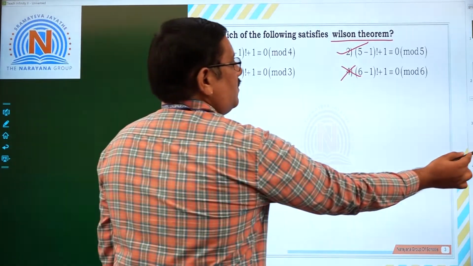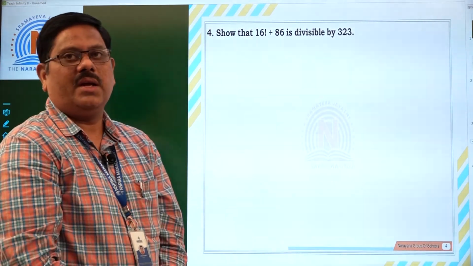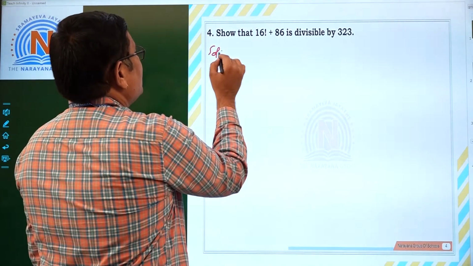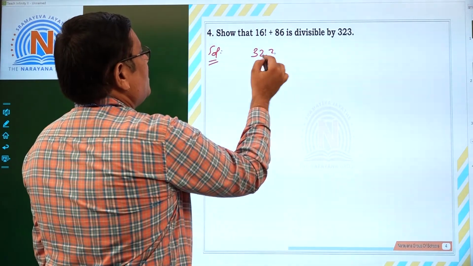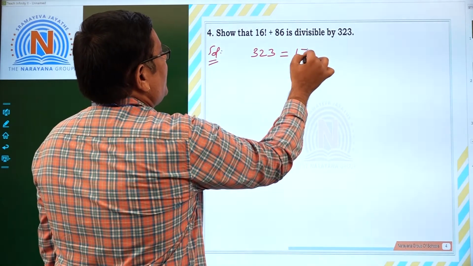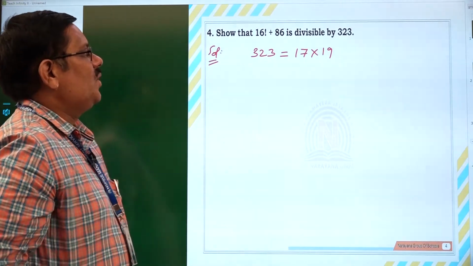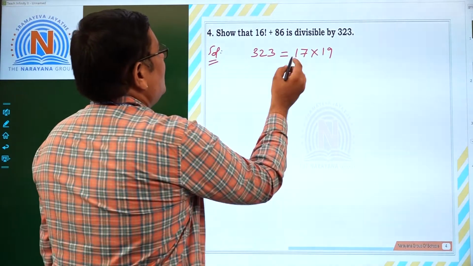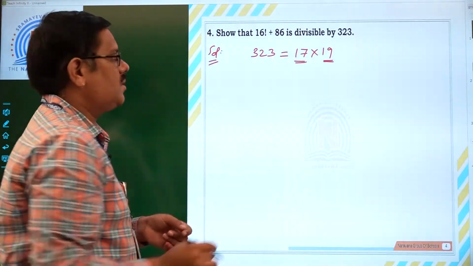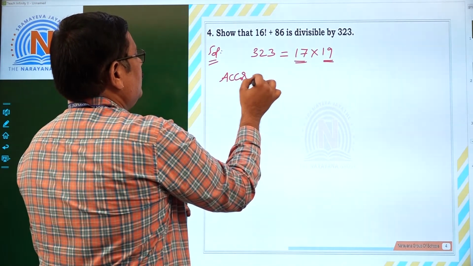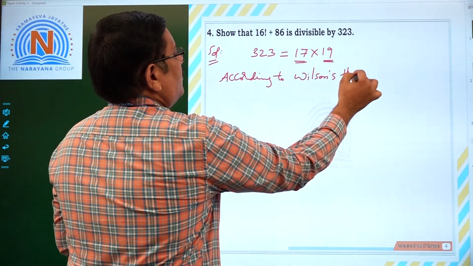Okay. Now we will go to the next question. Show that 16 factorial plus 86 is divisible by 323. Let us make use of Wilson's theorem in proving this question. First let me take 323. 323 we can write as 17 times 19. Both are primes. 17 19s are 323. This is a prime number, this is also a prime number. Both are prime, so I can use Wilson's theorem.